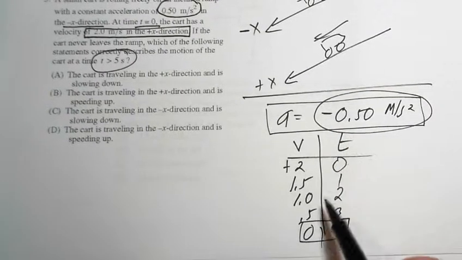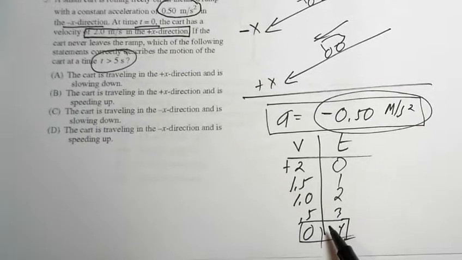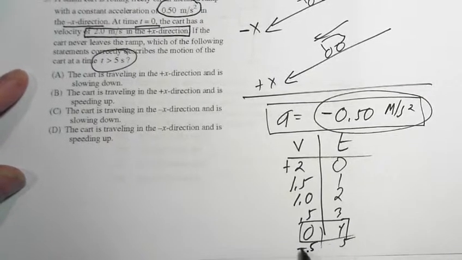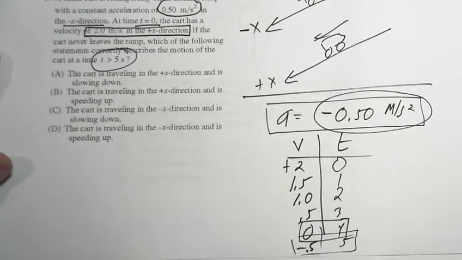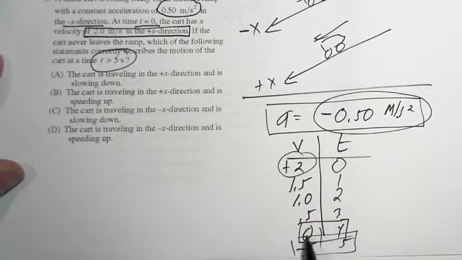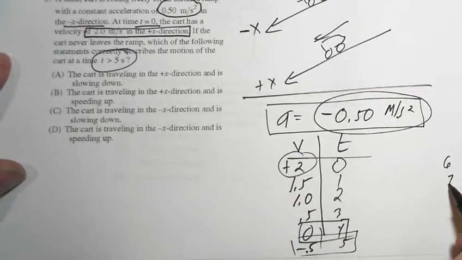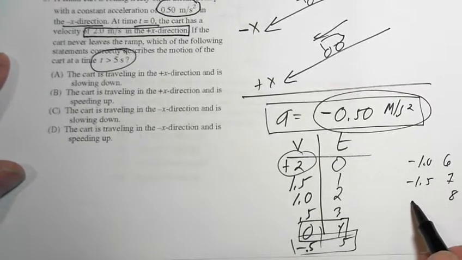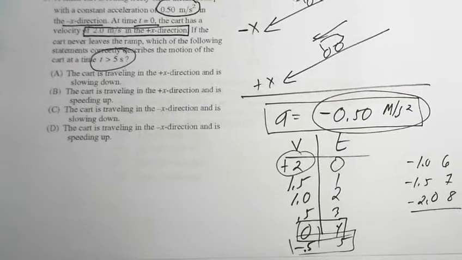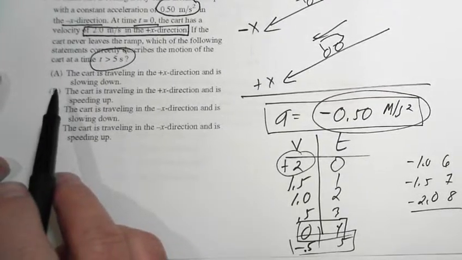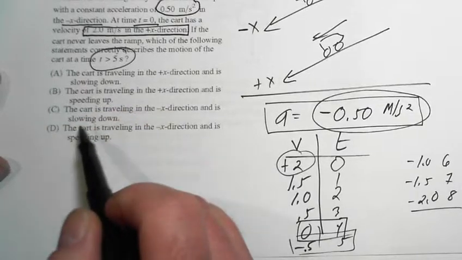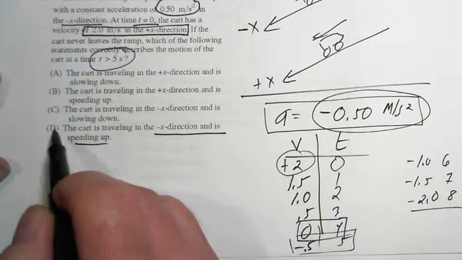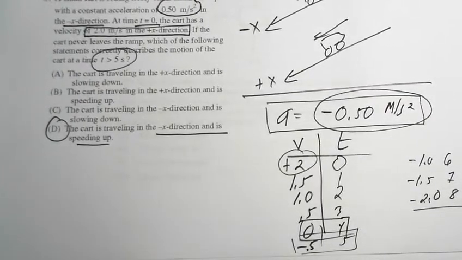At 4 seconds, it's basically not moving at that instant. Well, what's it going to continue to do? We're going to keep adding negative 0.5. So at 5 seconds, it used to be going positive, now it's going negative. At 6 seconds, 7, 8, you can see that it's speeding up in the negative direction. So let's see. I see this is the only one: negative x direction, speeding up. So the answer to number 5 is D.